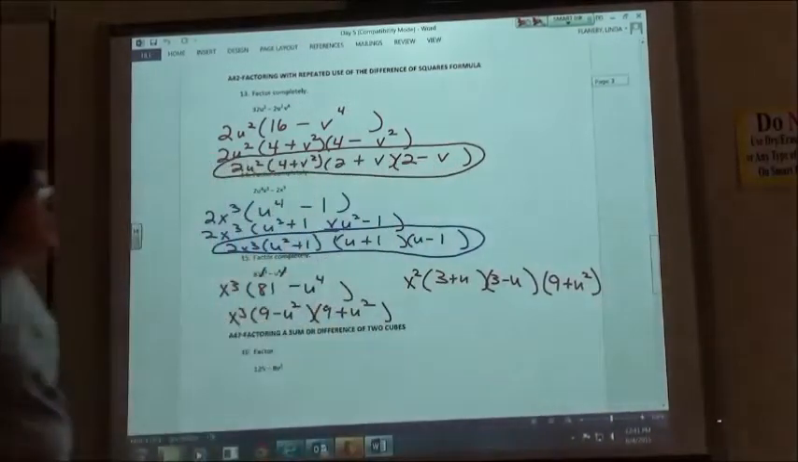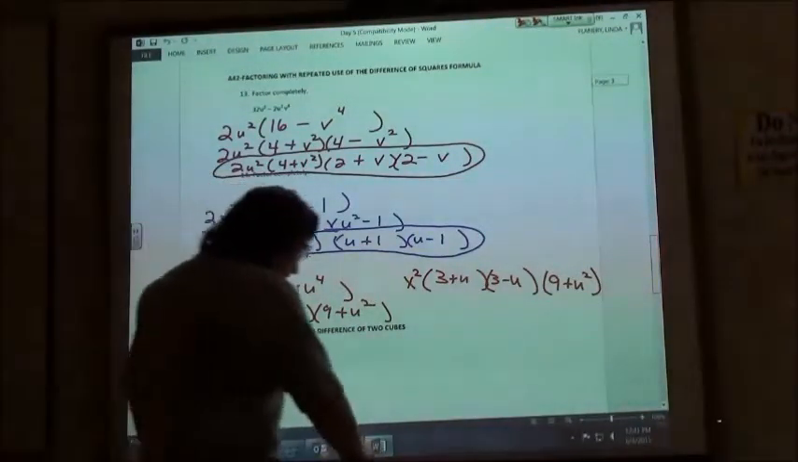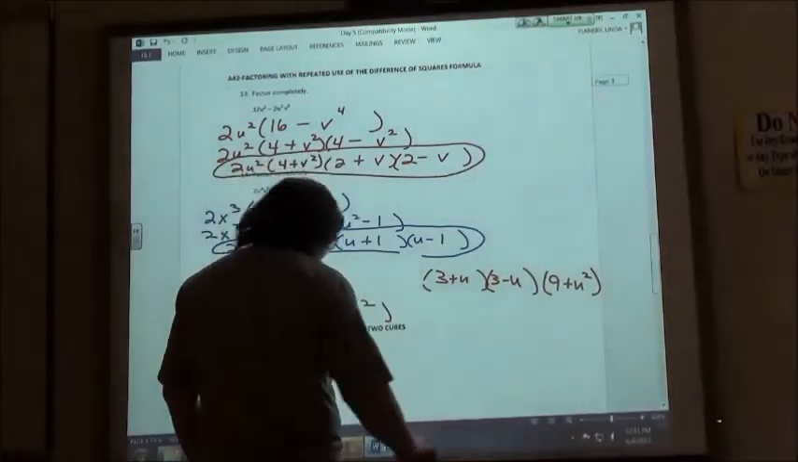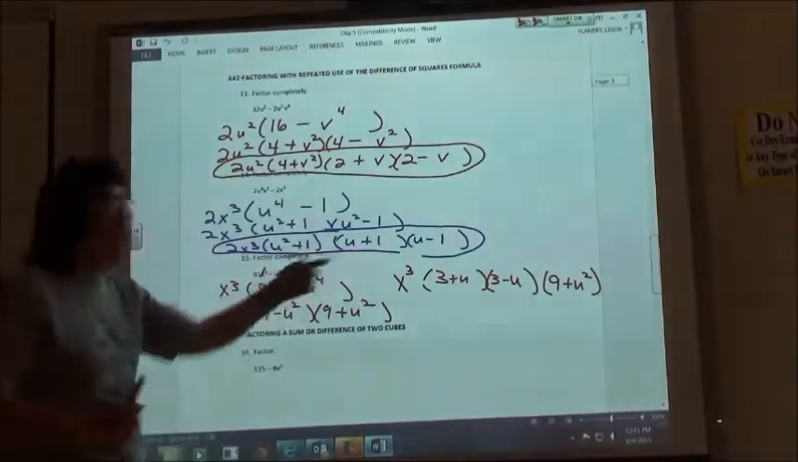Now we have the commutative property, so it doesn't matter which order you have all your factors in, just so you have them all. Your x has to be cubed. Whoops, my x has to be cubed though. Good catch. X cubed. See, that's what happens when I move over instead of down.